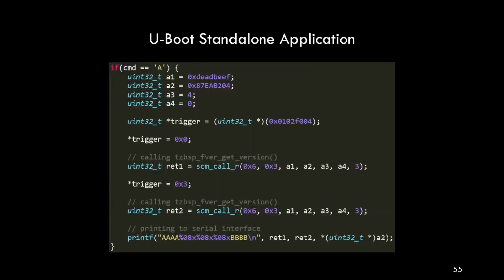So the standalone application that we used in order to perform this attack is as follows. Again, we set a trigger to tell our hardware when QSEE will be executed. Then we issue the SMC call. And as one of the arguments that we pass to the SMC call is the actual address of the secure range table entry flag field. So if we would be able to write to this field, we would be able to disable the range.